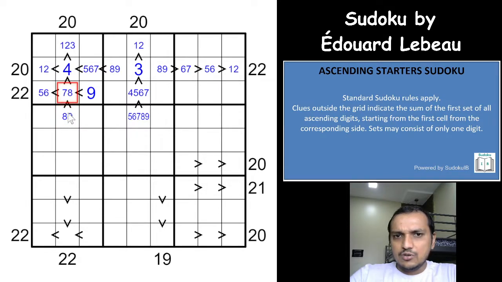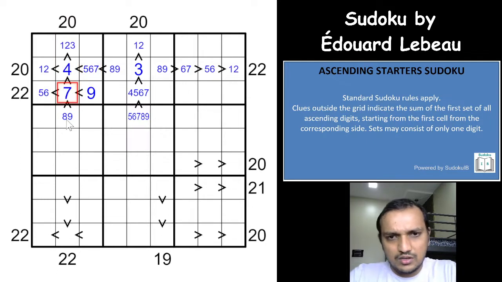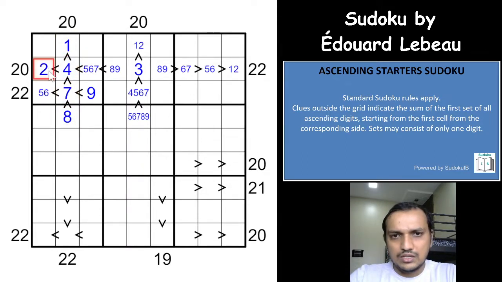If you have 8 here, you would have to have a 9 here and 4 here. It is already greater than 20 sum. So this is 7, this would have to be 8, and this would have to be 1 now. So 1 plus 4 plus 7 plus 8 is 20. That gives you 2 here, that gives you 1 here.